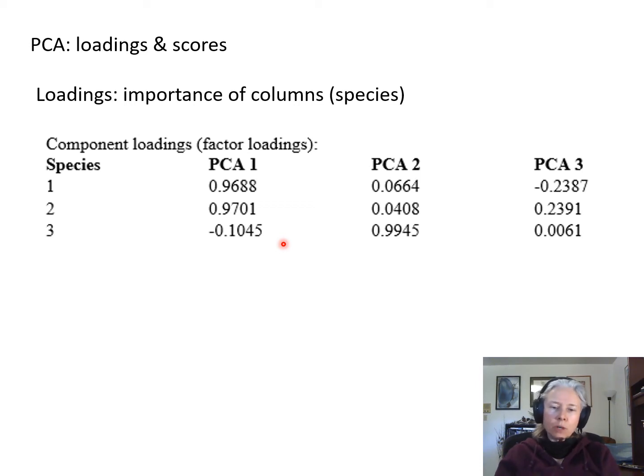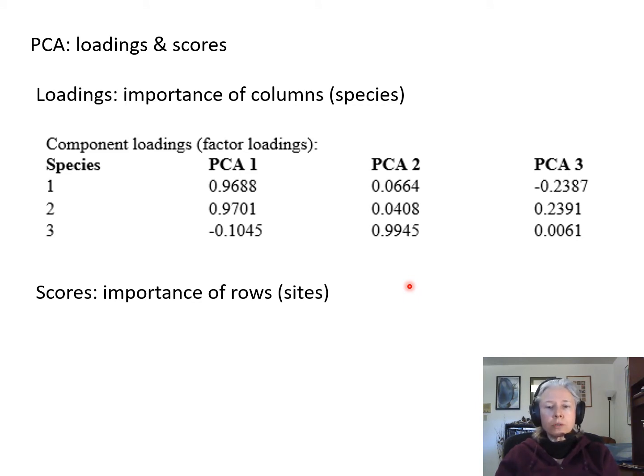So we can interpret axis 1 in this case as being positively related to the abundances of species 1 and 2 and weakly negatively related to the abundance of species 3, or weakly associated with the absence of species 3. Axis 2, on the other hand, over here, is positively related to and therefore correlated with the abundances of all of the species, especially species 3. So the gradient reflected by axis 2 is something that species 3 cues in on.